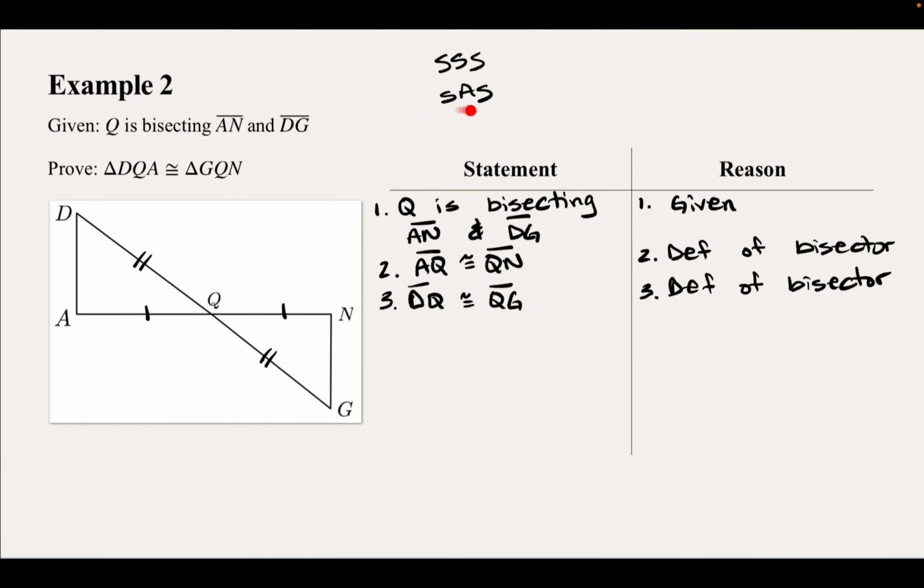If I wanted to prove that the triangles are congruent by SAS, I would need to prove angle DQA is congruent to angle NQG. And I do see that that's possible. These two angles are vertical angles, so I can say that they're congruent. Angle DQA is congruent to angle NQG, and that is because vertical angles are congruent.